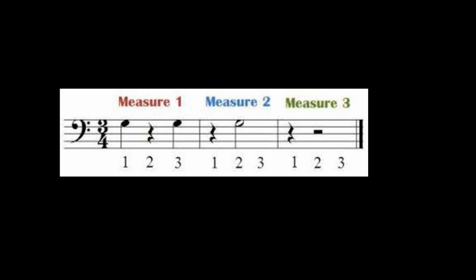1, 2, 3. Now let's take a look at the second measure, which has a quarter rest, a half note, and that's it. This also equals 3 beats because the half note is 2 beats and the quarter rest is 1. This will be played as so. 1, 2, 3.